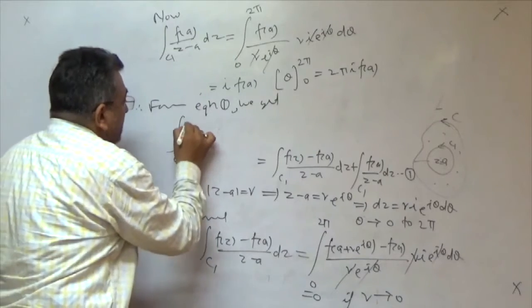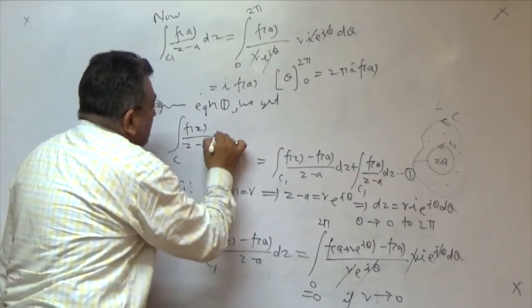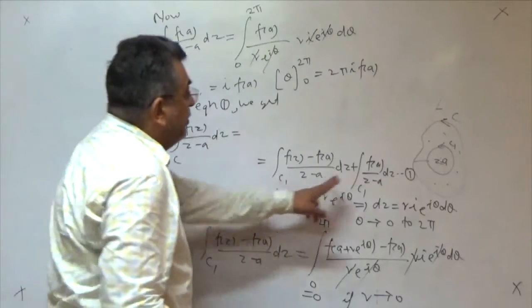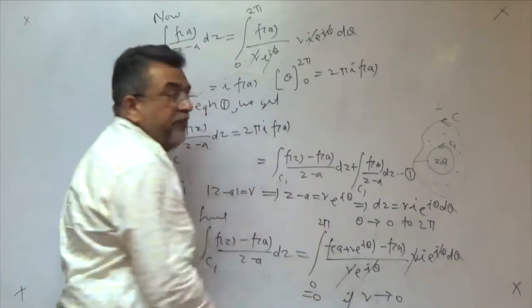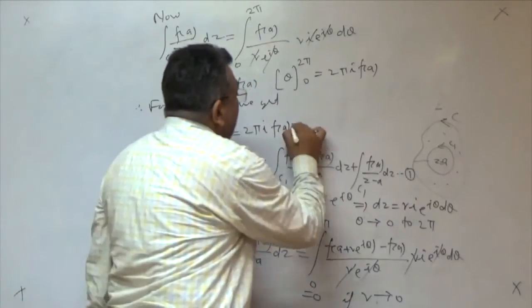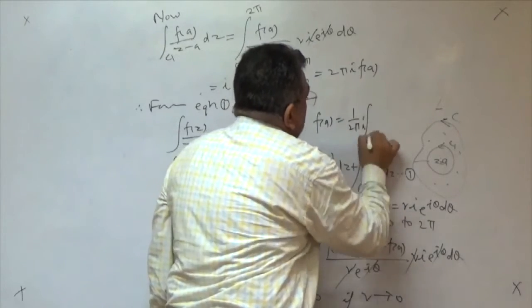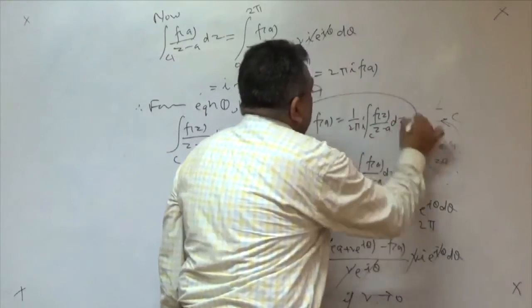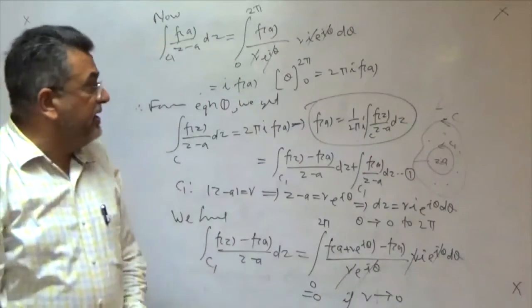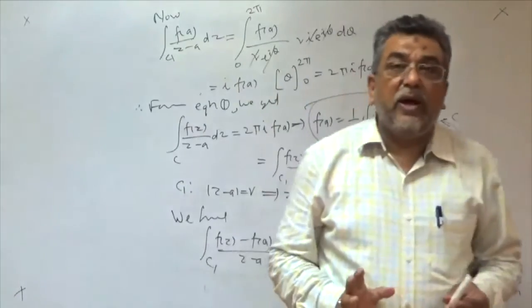So therefore, from equation 1, we get the integral over C of f(z) upon (z minus a) dz equal to 0 plus 2 pi i f(a). And from here, we finally get the value of f(a) as 1 upon 2 pi i times the integral over C of f(z) upon (z minus a) dz. This is the statement of Cauchy's integral formula, and that is the proof of Cauchy's integral formula.